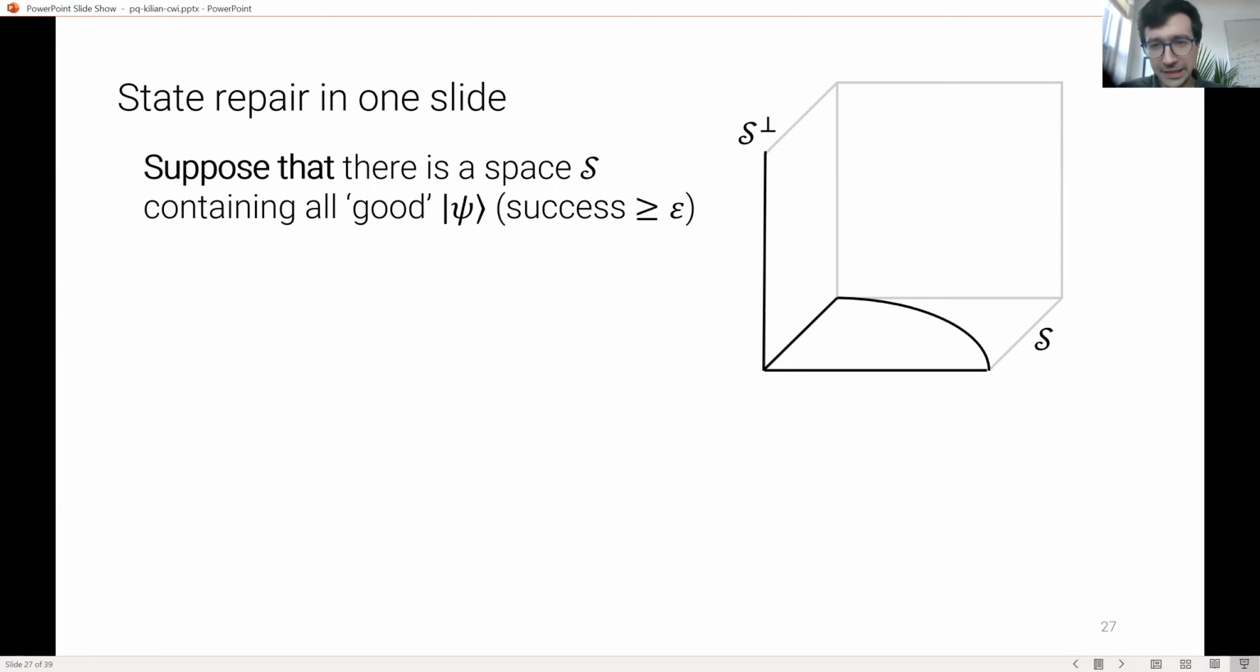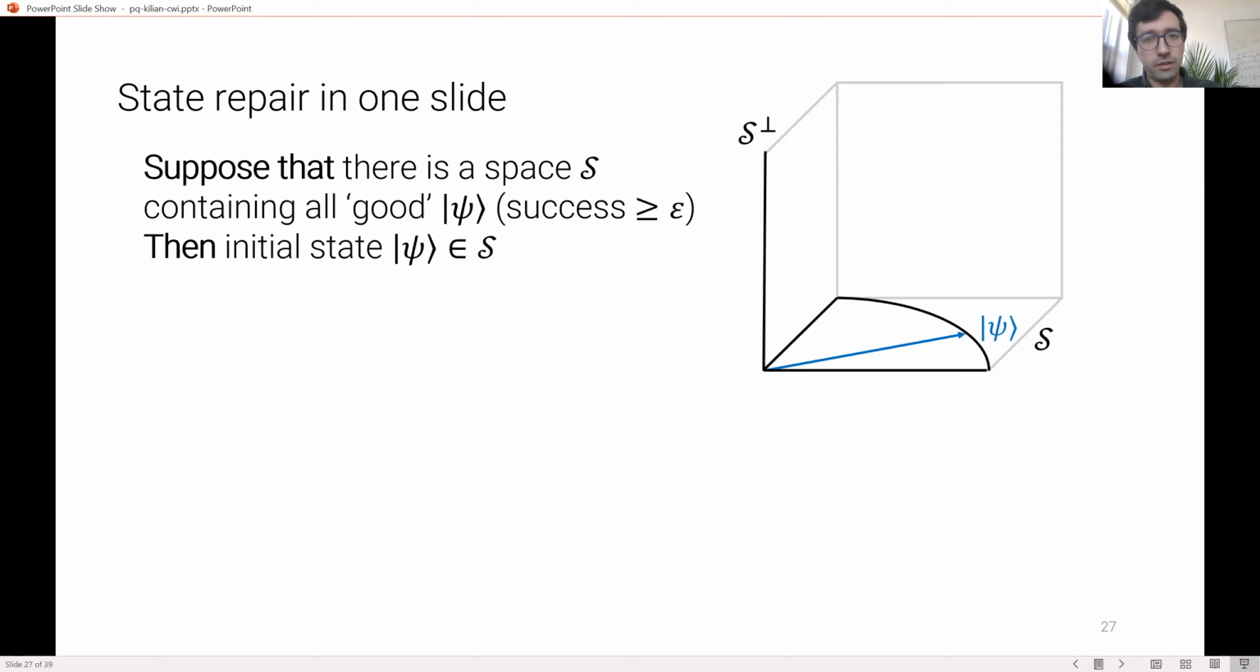So here is the one slide summary. Let's imagine for a moment, this is false, but imagine that there is a linear space, a subspace, that contains all of the states that have success probability at least epsilon. Here I'm moving to pure states, but everything works by convexity.